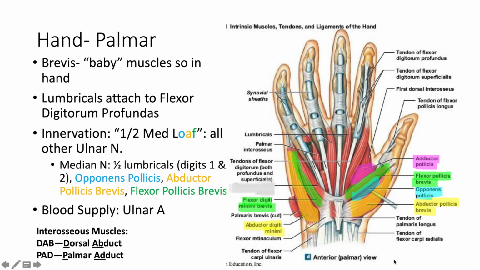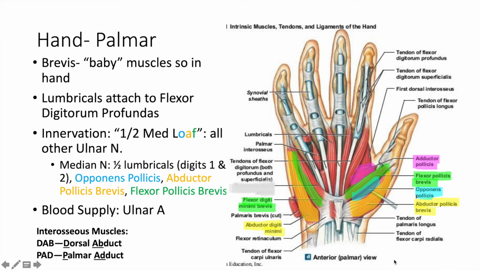Okay, palmar branches, the palmar muscles of the hand. So these are hard to a lot of people, but don't worry, they're not too bad. So a lot of these muscles are brevis muscles, and brevis is sort of like a baby muscle. I just think of baby every time I hear brevis. In the hand, they're just tiny little muscles. They attach just in the hand. They don't go to the forearm. The lumbricals, they're going to attach to that flexor digitorum profundus that we talked about.